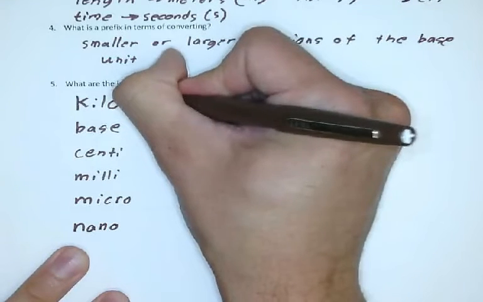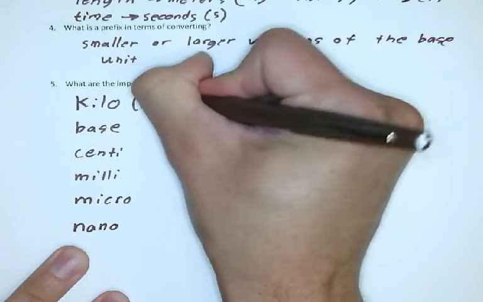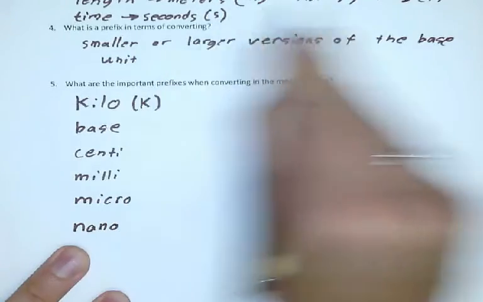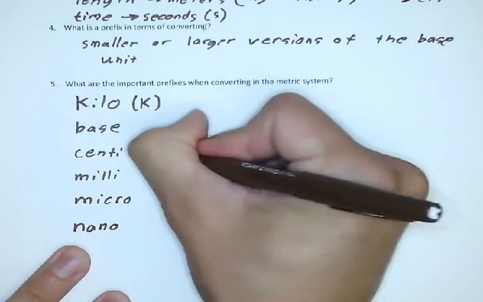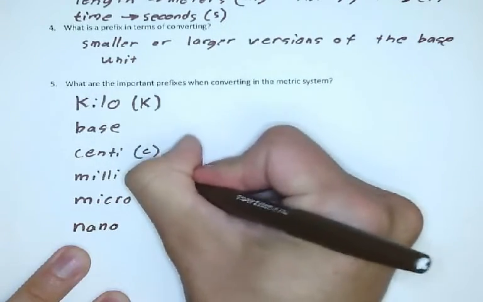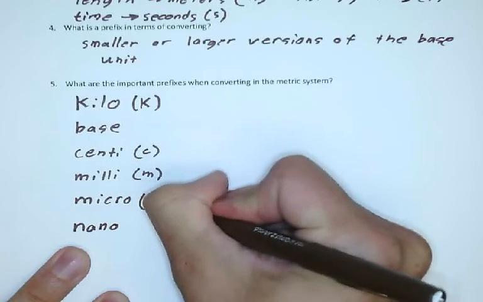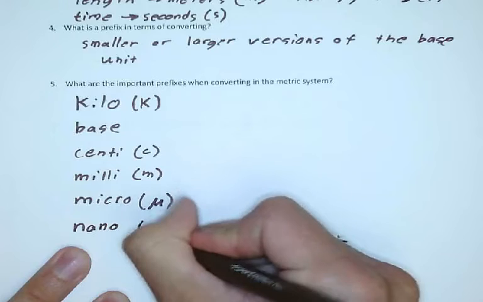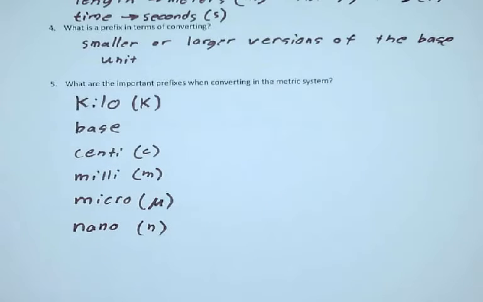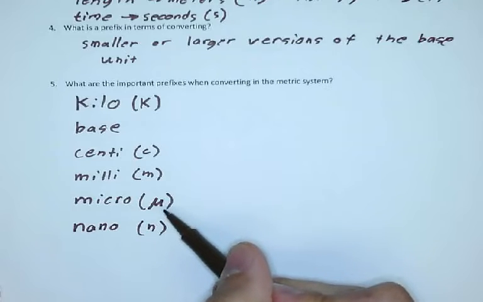The symbol for all these: kilo is a K, base is whatever it is, meters, grams, seconds, centi is a C, milli is an M, micro is the Greek letter mu. Bet you saw that one coming. And nano is an N. Here's a really easy way to remember micro. If you're like, I don't know what that symbol is, it's micro. Micro is the weird one. It's the Greek letter mu, which is the Greek letter M, kind of.